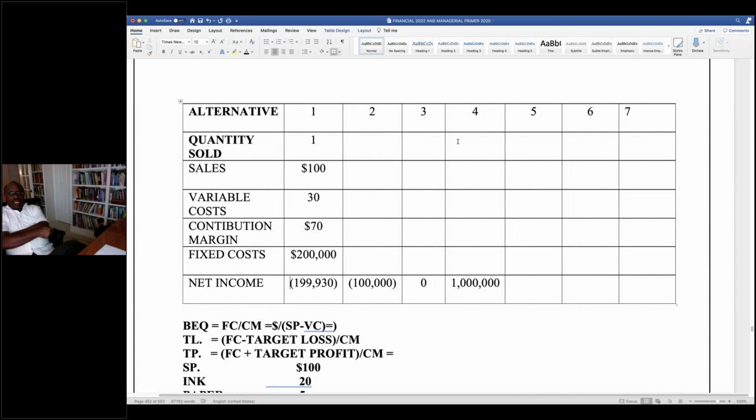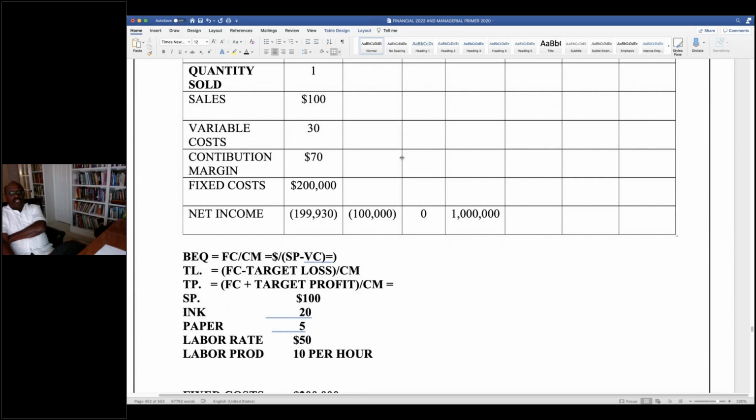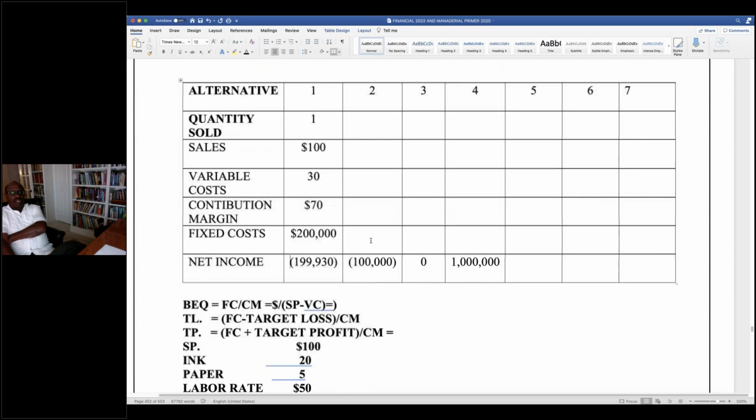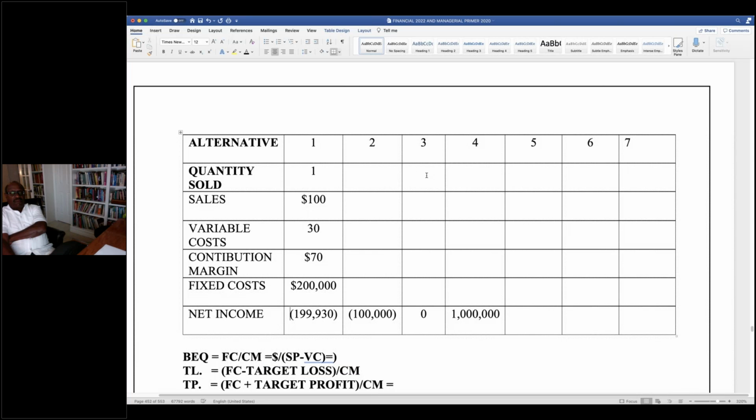Okay, can you teach us what to do given the net income or the net loss of $100,000 for number 2? You're doing number 2. The formula, right. Why don't we break even first? Okay.